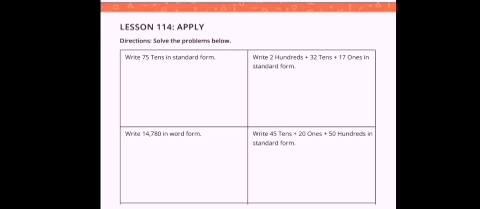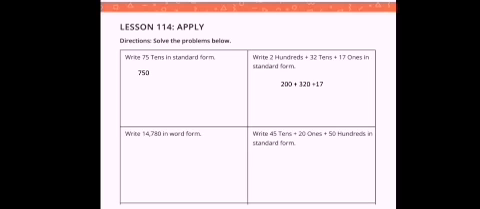Question number 1. He needs me to write 75 tenths in standard form. When we write 75 tenths, it will be 750. Question number 2. He wants to write 200 plus 32 tenths plus 17 ones in standard form. We will write 200, 2 with 2 zeros, plus 32 tenths, that means plus 320, plus 17 ones, it will be the same, 17.